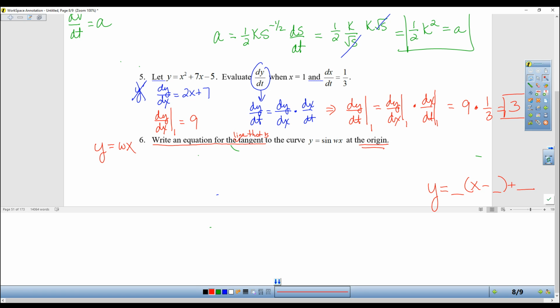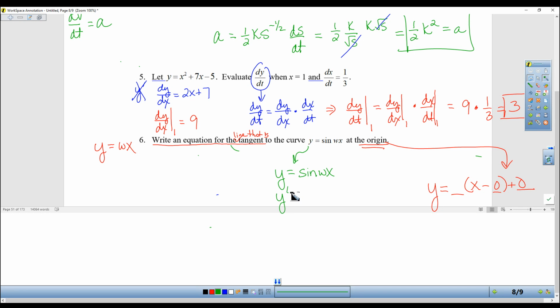At the origin. This is fantastic. I can already fill stuff in. Really, all I want to know is the slope. So y is equal to sine of wx.